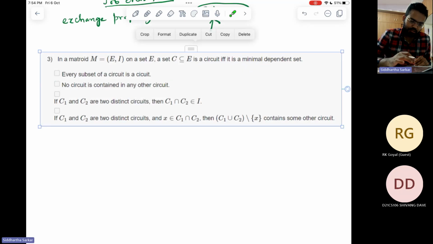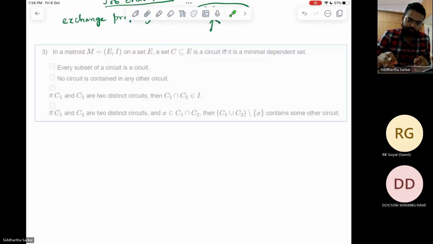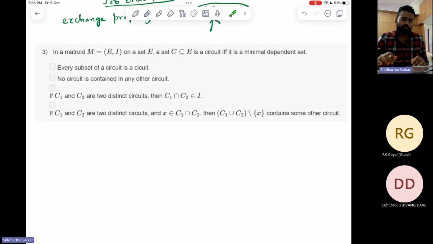So we have 5 minutes. Okay, so this is of slightly different flavor. So maybe we will have time for only one or two.